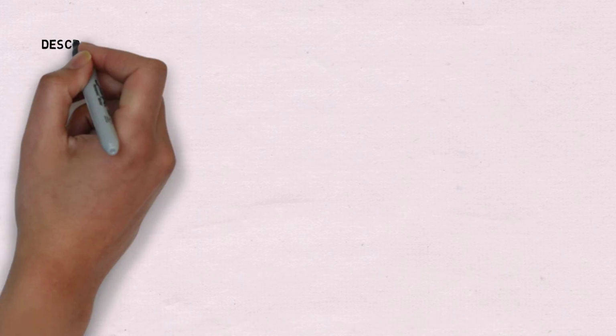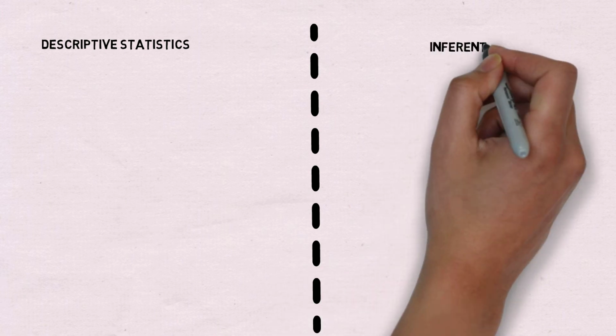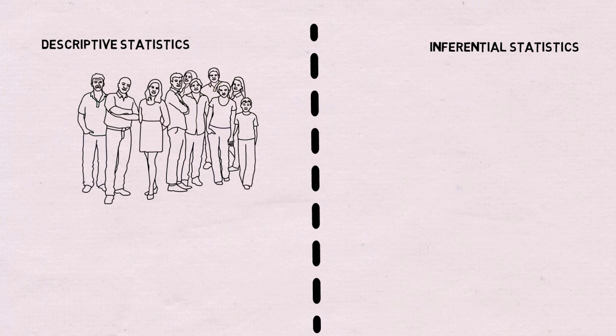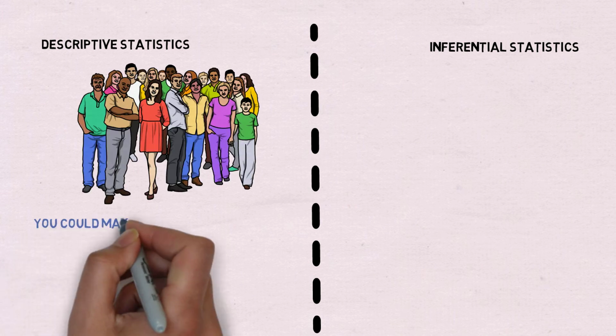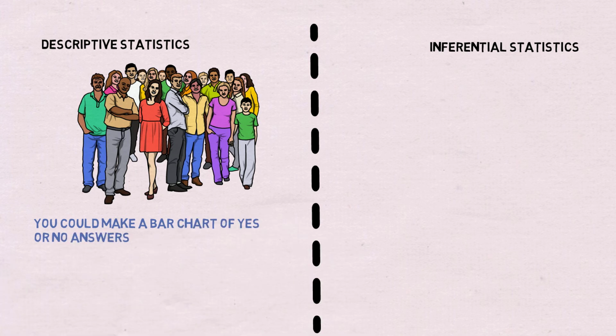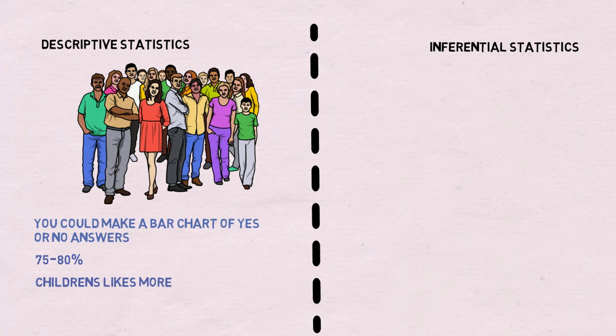Let's see the difference between descriptive statistics and inferential statistics. Let's say there are 100 people and you ask whether they like ice cream or not. From the answers, you could make a bar chart of yes or no. And you could even describe the data, like 70 to 80% of the children like ice cream more. So in general, we analyze the data and summarize it in a meaningful way. That is called descriptive statistics.